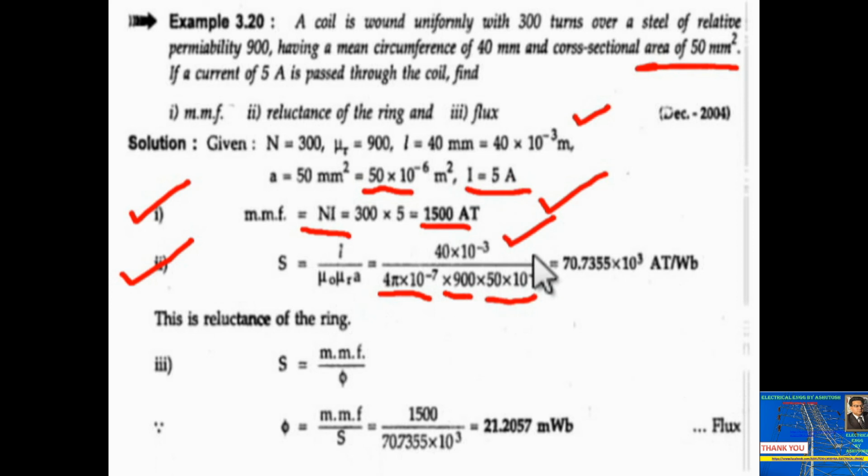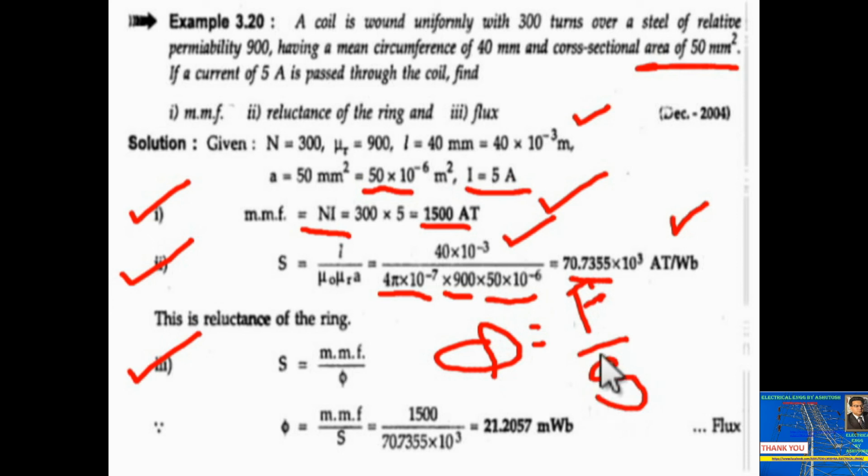And then just divide it. So you will get 70.7355 into 10 to the power 3 ampere turn per Weber. So this will be your reluctance. And then guys, you already know reluctance, you can write S is equal to MMF upon flux, or you write phi is equal to MMF upon reluctance. Both are correct. Phi is equal to MMF upon S. So it becomes Ni upon S.